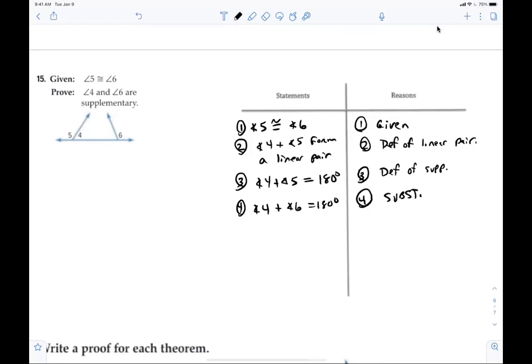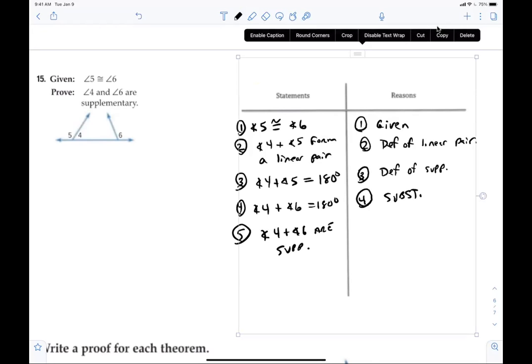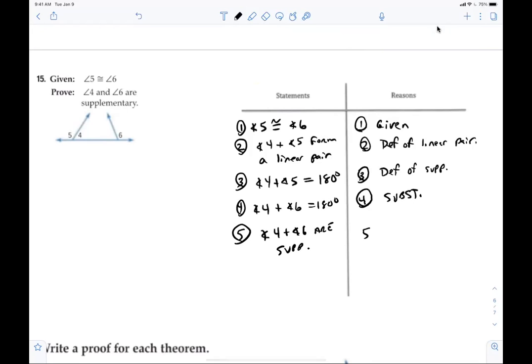Substitution. And then what? Yes, angle 4 and angle 6 are supplementary. And again, you could just tell me what. That's definition of what? Definition of supplementary. All right.